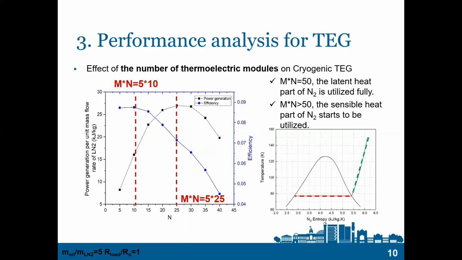But when 125 modules are used in the heat exchanger, we get the highest power generation. After that, more thermoelectric modules will no longer contribute to the improvement of the power generation.